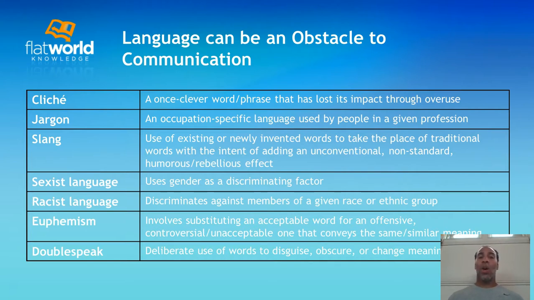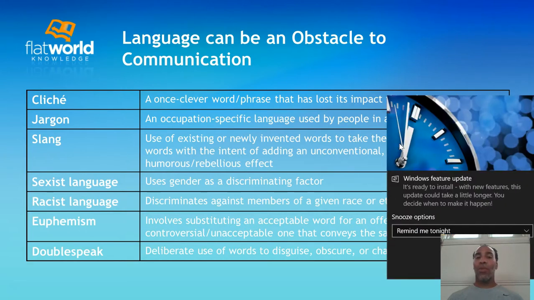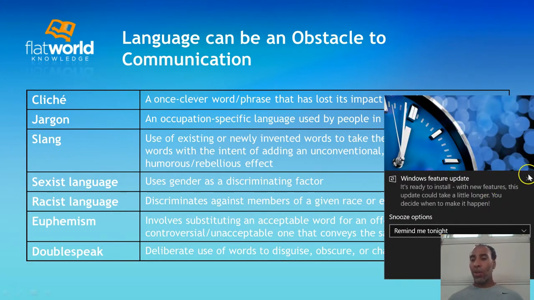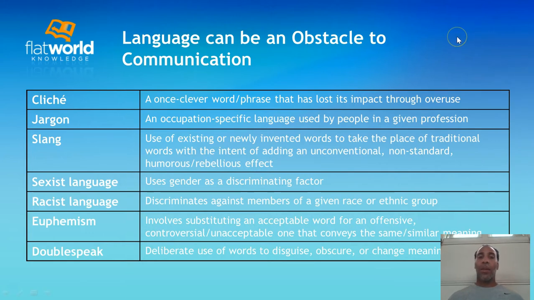So cliche, a once clever word or phrase that has lost its impact through overuse, right? So people use it over and over and over again, right? Those word phrases, they're no longer cool.